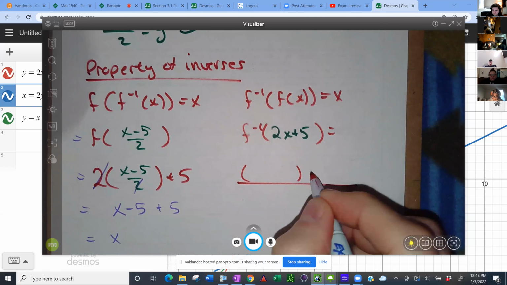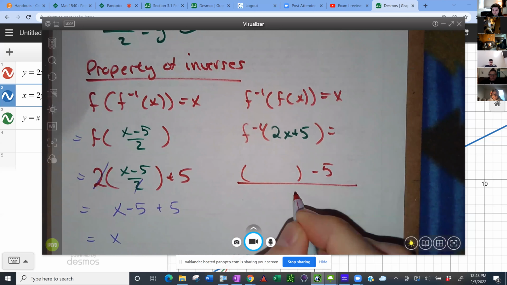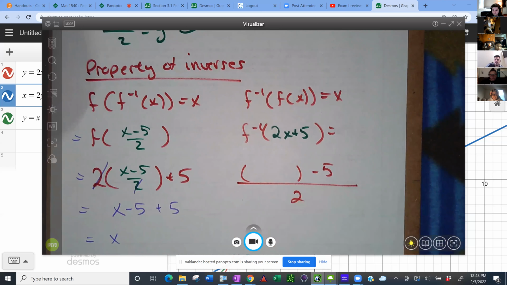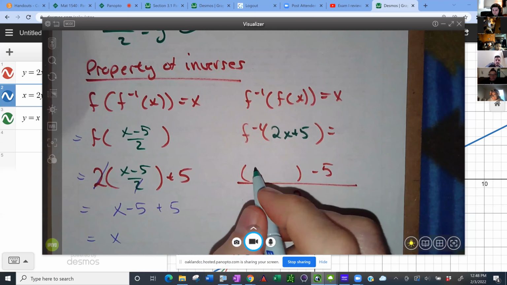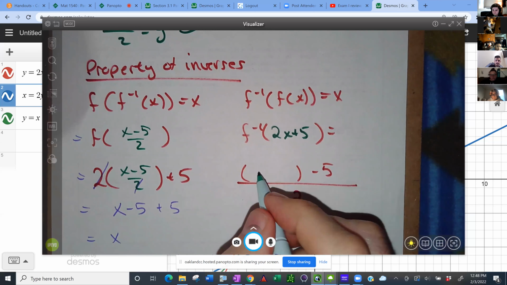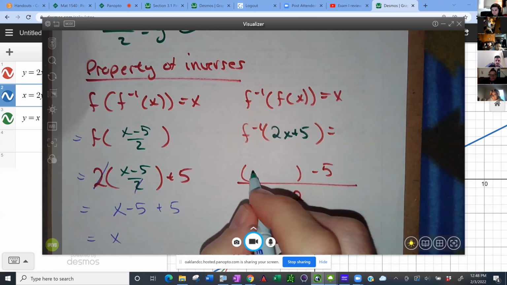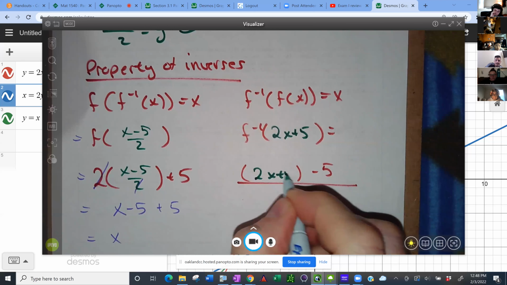Can you hear my dog barking? Is it coming through from the audio? No? Okay. 2x plus 5, like that. Yeah, now we hear it.